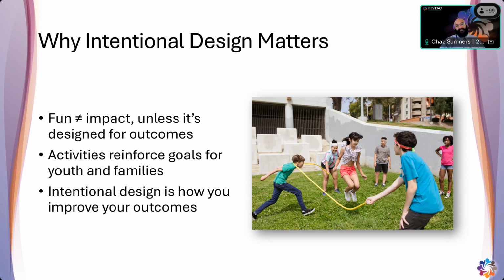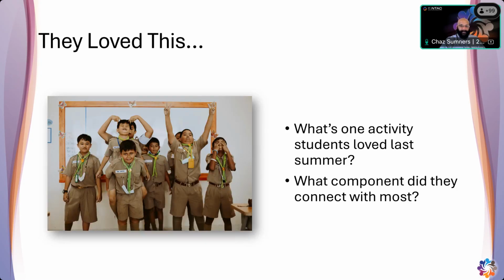So let's take a moment to talk about what that looks like. In the chat, I'd love you to just add the name of an activity the students loved last summer that they really connected with. And then add one component that made them connect with it. So give me just the name of the activity and then one thing that made students really connect with it. It could be something like competition, teamwork, choice, hands-on, real-world problem, something like that. So go ahead and share in the chat with me something last summer that really landed and what really made that connection with our youth.